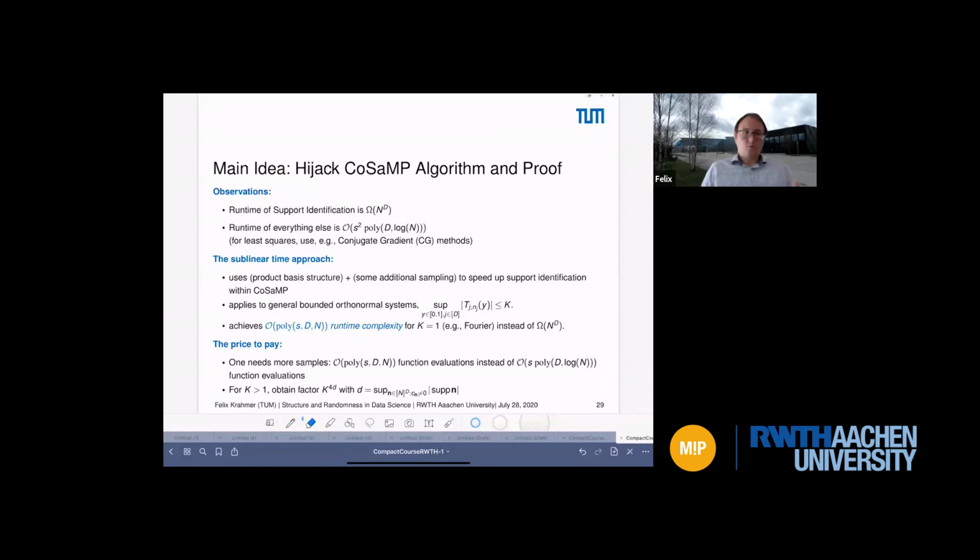We've already talked about the price of randomness, but here nothing is for free. We can make things faster, but we need some additional samples to fine-tune all the different steps. That's why we are no longer having the linear behavior in the sparsity, but just polynomial. For k greater than 1, we have k to the 4d, where d is not quite the dimension, but a quantity that in certain circumstances can also be smaller, but I will not talk about this in more detail.